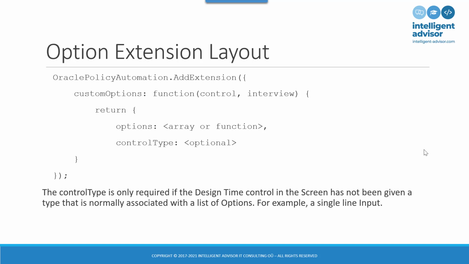Do you want a drop down? Do you want radio buttons? For example, if all you've done is place a single line input in the interview, you will need to specify the control type so that Intelligent Advisor knows how to display it. We'll see an example of changing the control type in the code at the end of this chapter when we look at some of the videos of use cases.